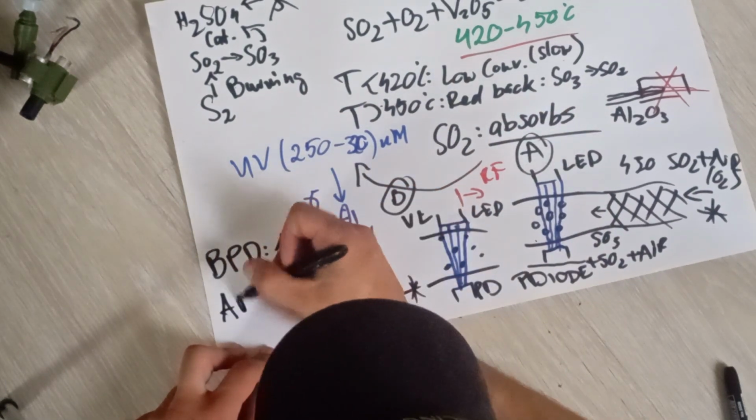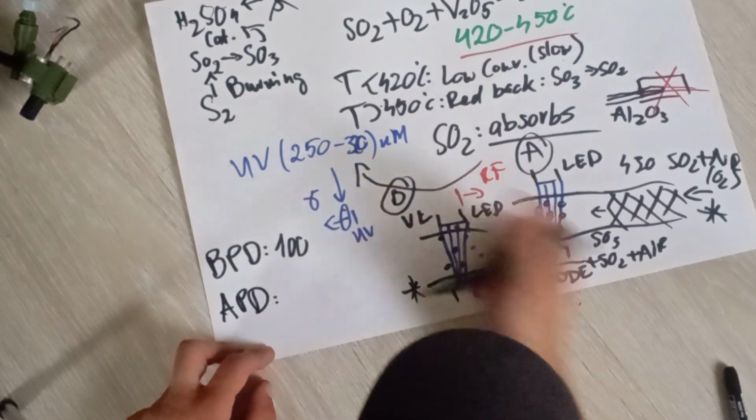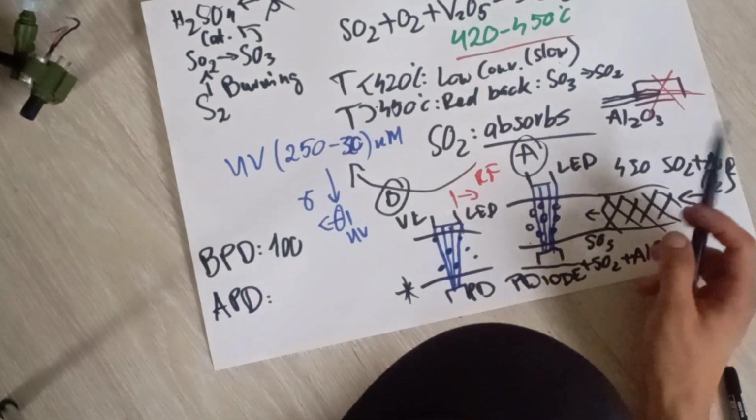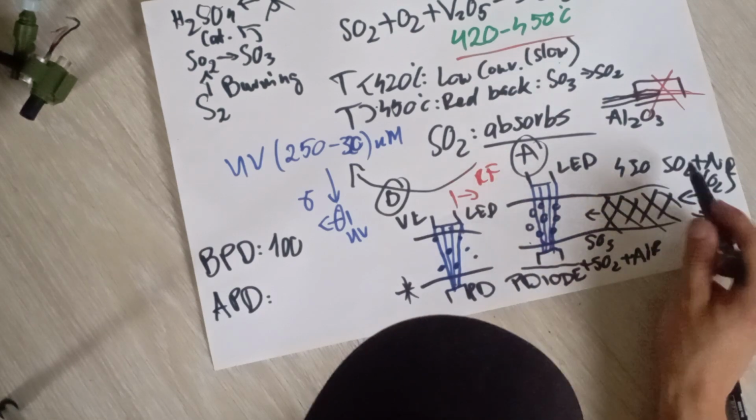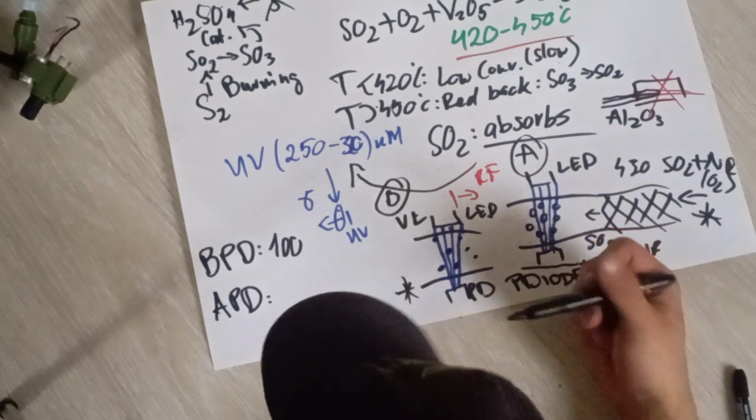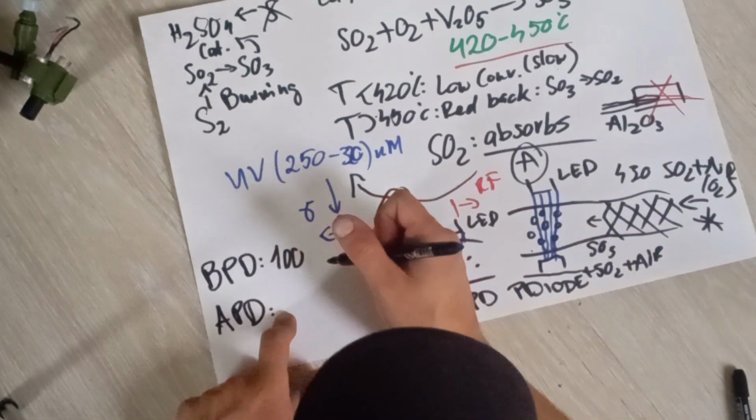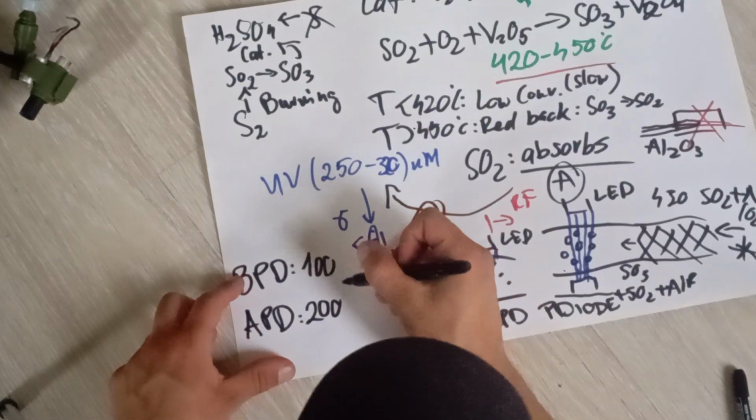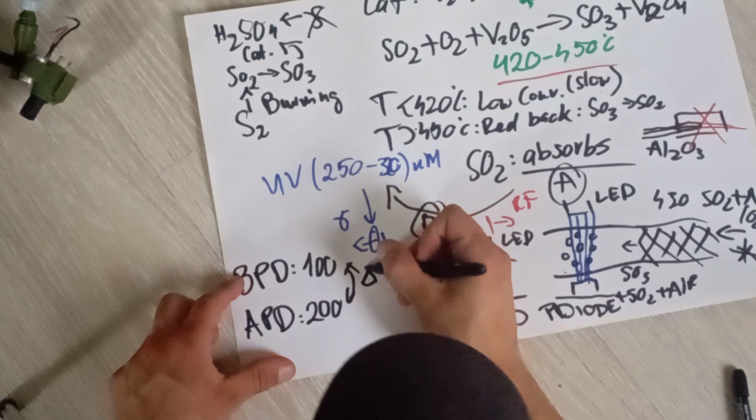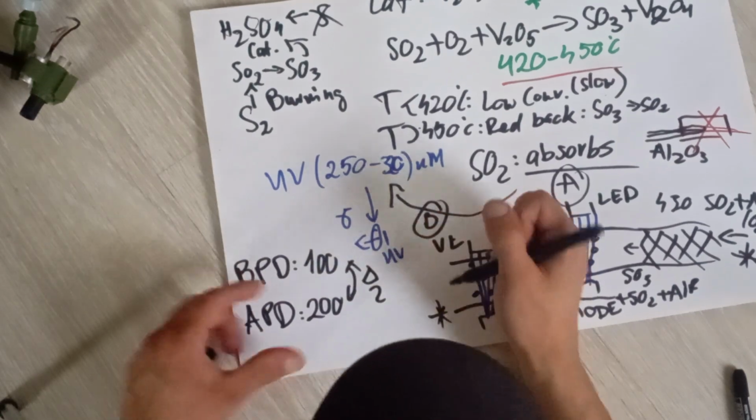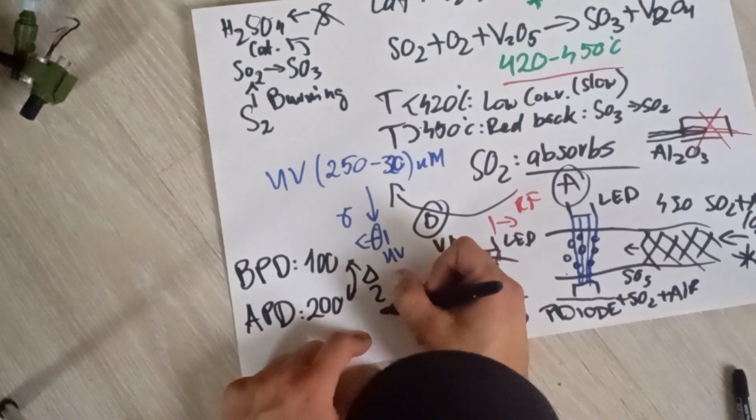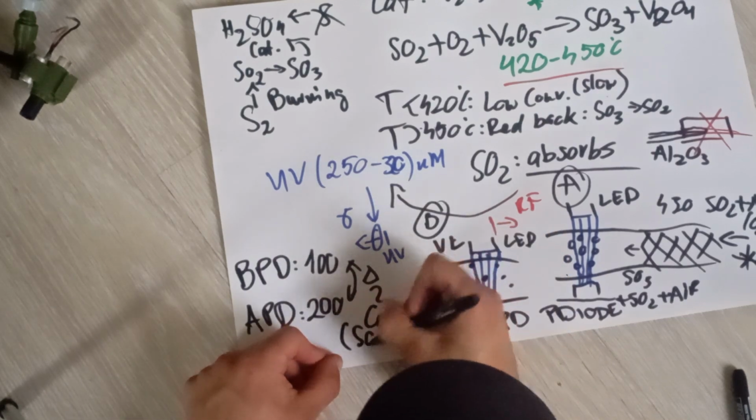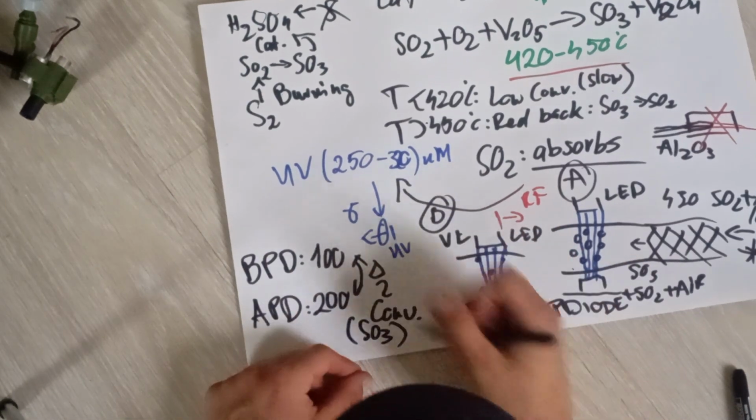The after photodiode, on the other hand, will experience less SO2 concentration, thus it will absorb less light and read a higher score, let's say 200. The delta here will be proportional to the conversion, or the SO3 made.